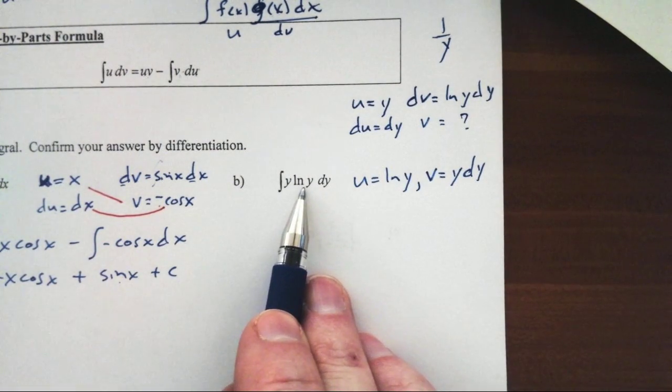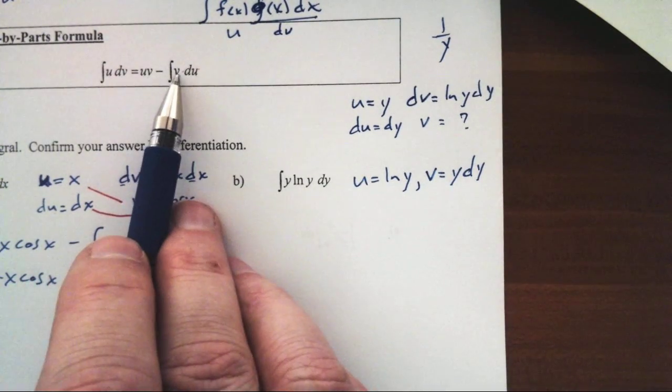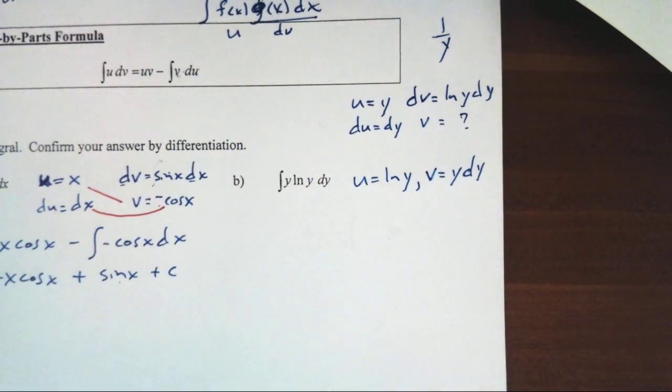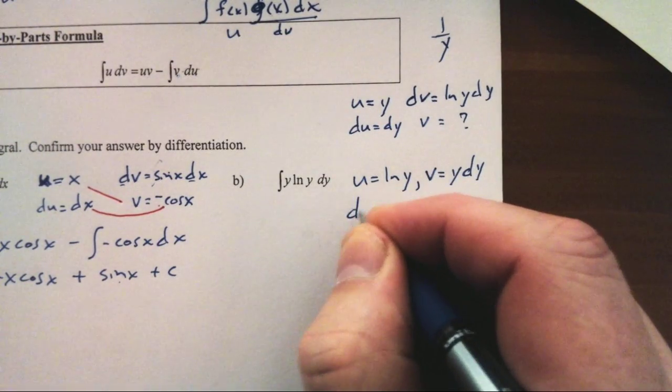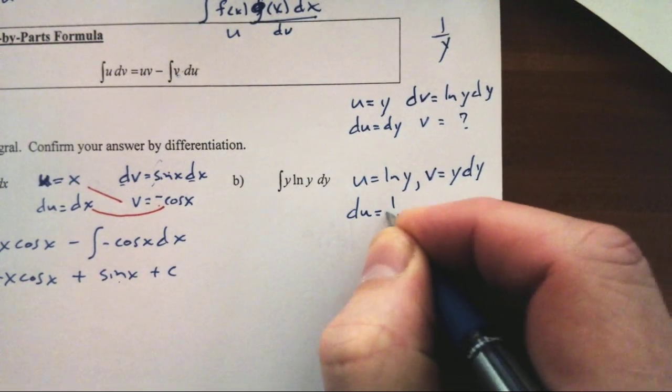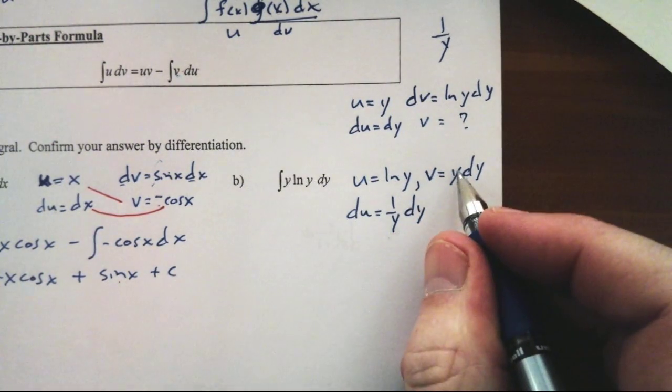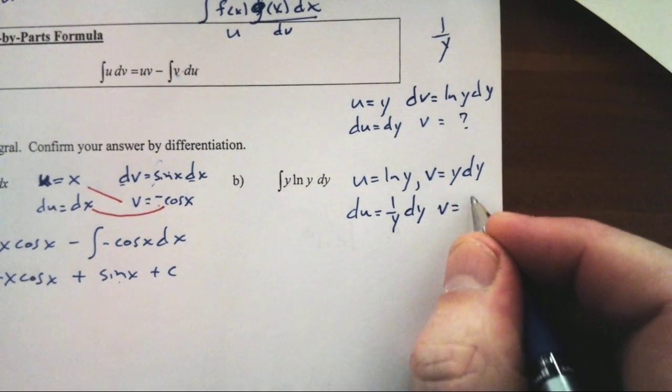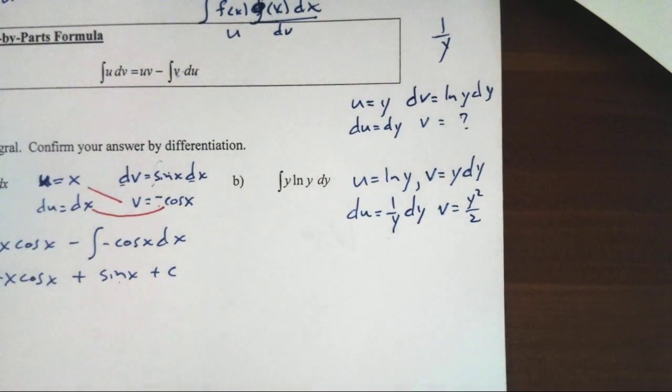I don't want to have to integrate ln y. Therefore, I don't want ln y to be part of v. So du, I can do that. That's 1 on y dy. And integrate y, that's a breeze. v is y squared on 2.